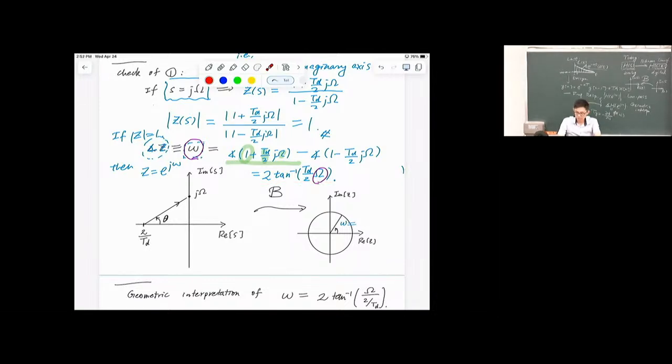So what's going on? Personally, I find it convenient to rewrite this as 2 times arctangent of omega divided by the factor of 2 divided by Td. Okay? Same thing. Then we can study this. So you can imagine, again, I'm going to share with you a geometric interpretation.